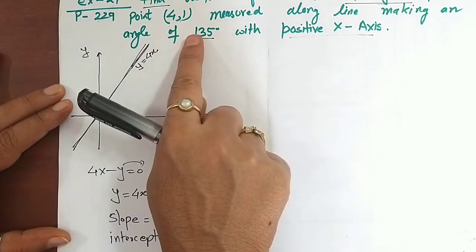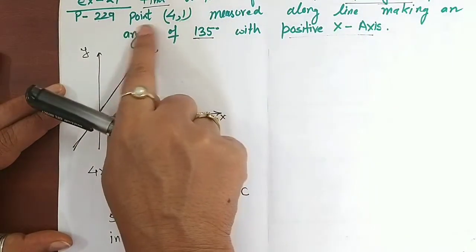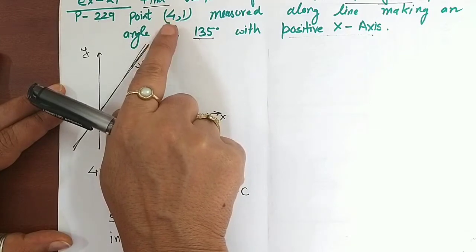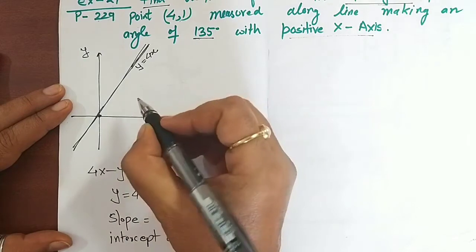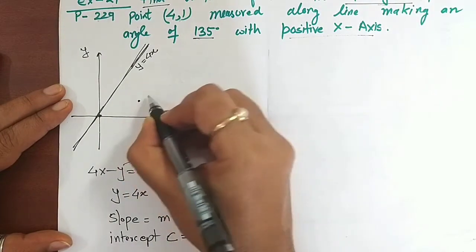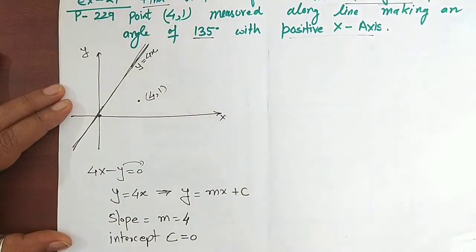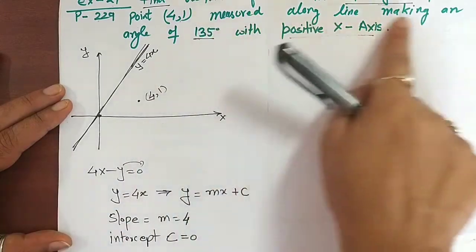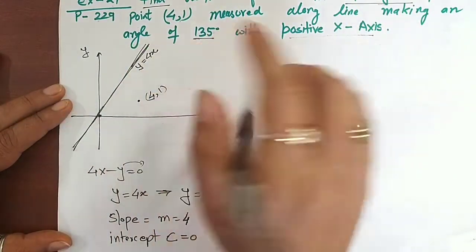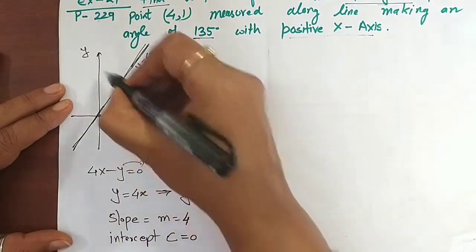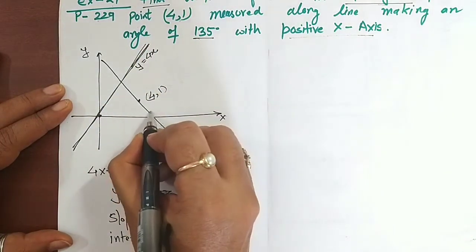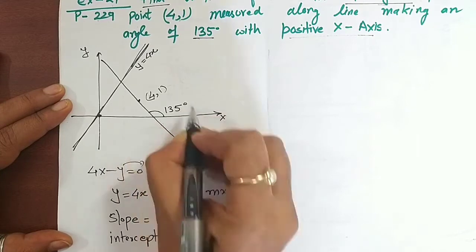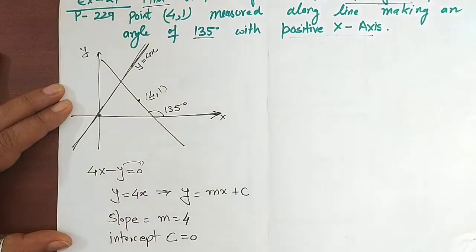Now they're asking how much is the distance of the line from (4, 1). So there is some point, say 4 comma 1, somewhere here. So the distance is measured along a line which is at an angle of, suppose there is a line which is passing through this point and at an angle of 135 degrees with the x-axis.